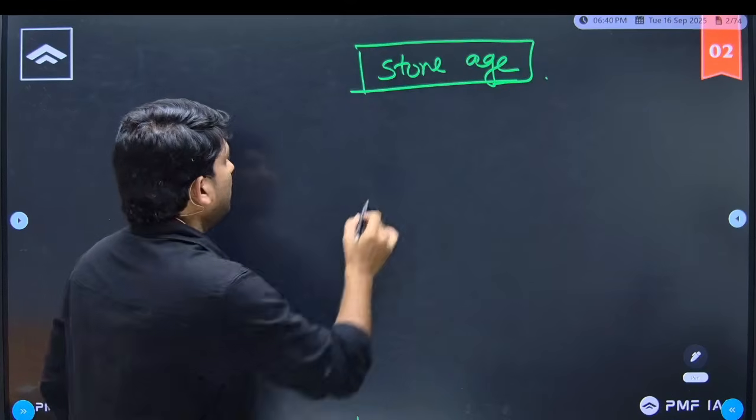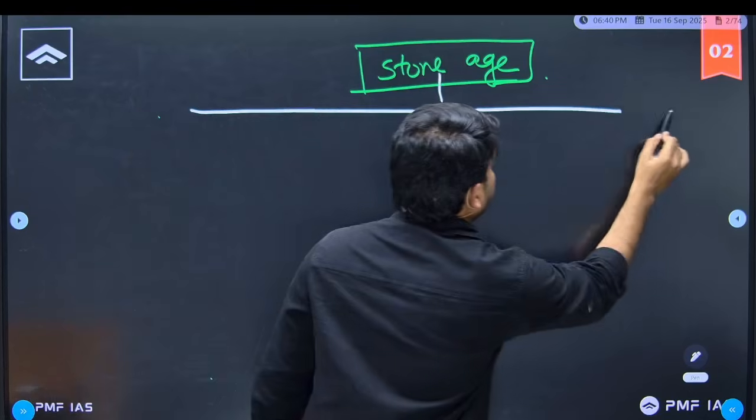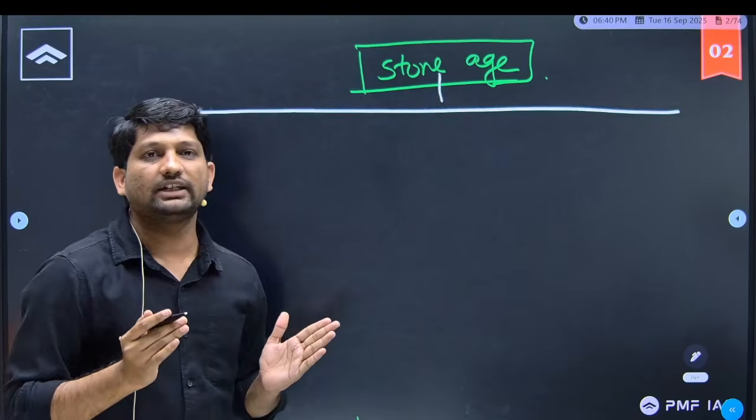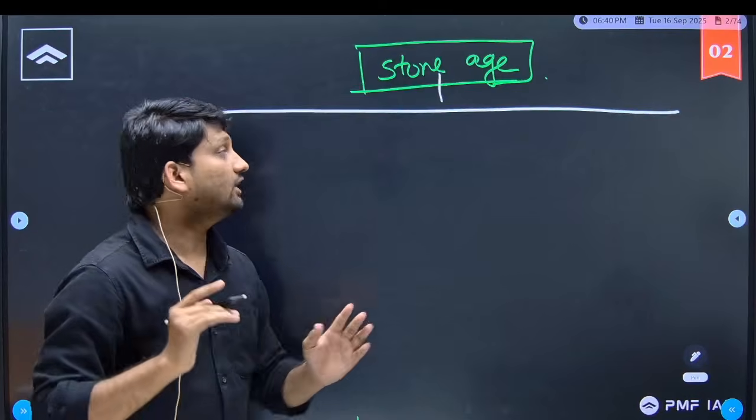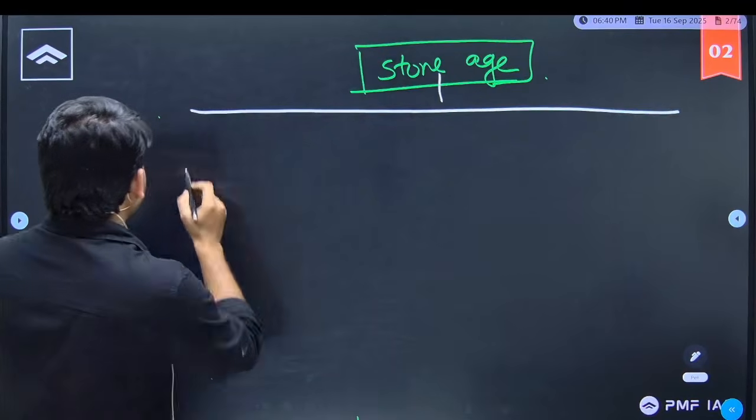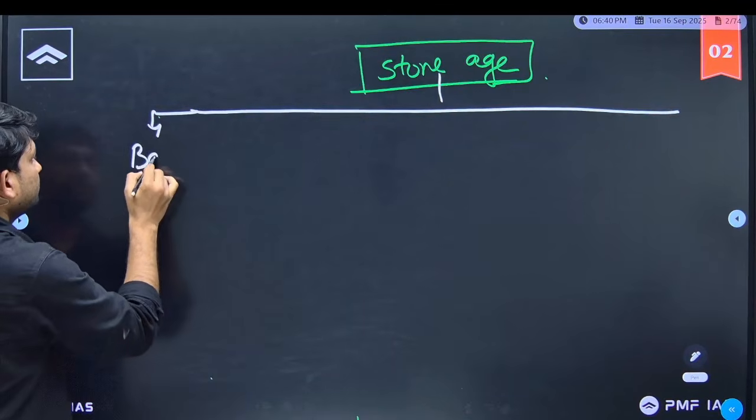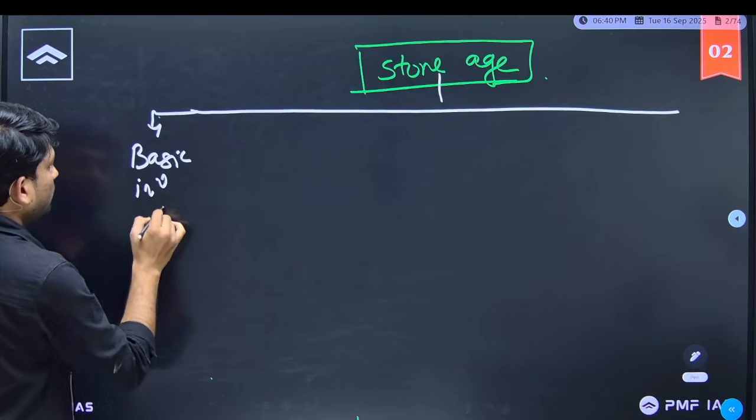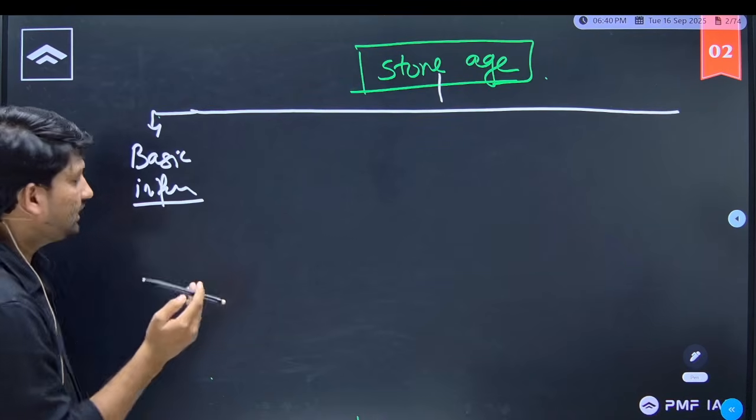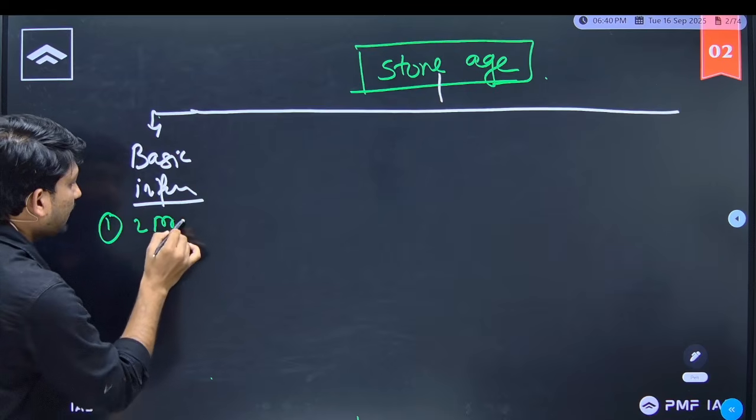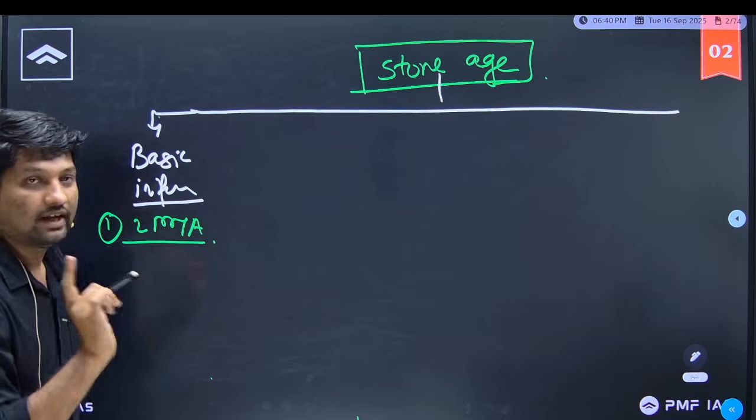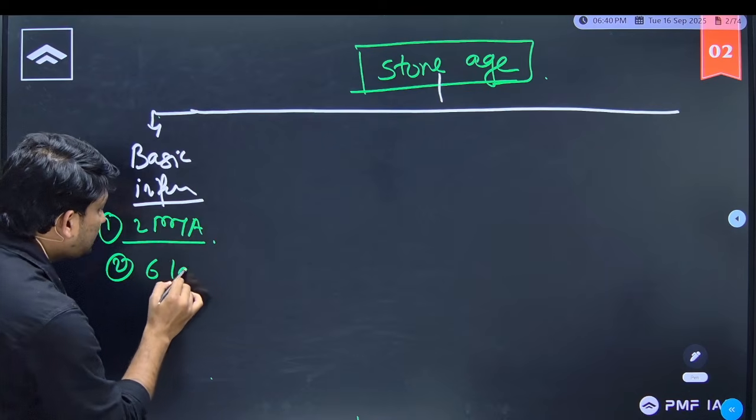We divided this Stone Age into three groups. First is Paleolithic Age, then Mesolithic and Neolithic. But before that, we also discussed some basic information about the Stone Age. It started around 2 million years ago in Africa. In India, it started around 6 lakh years ago.